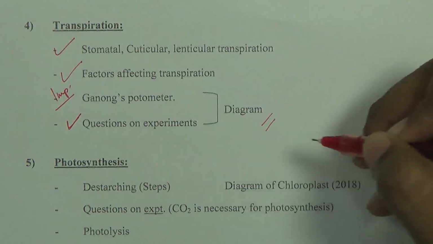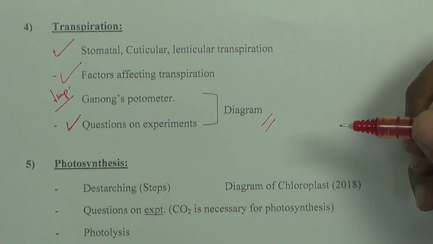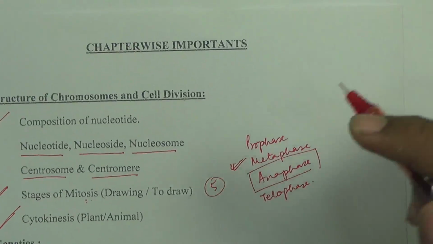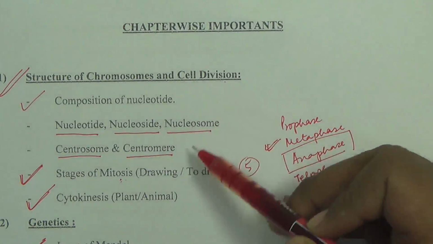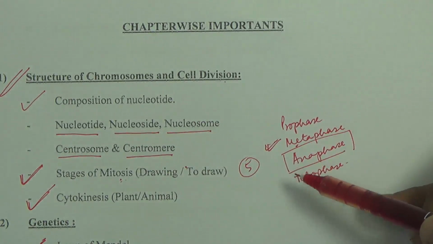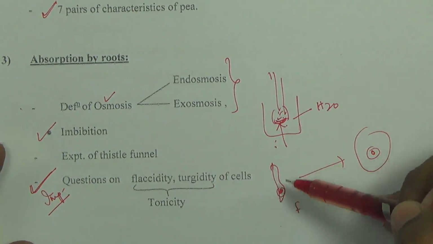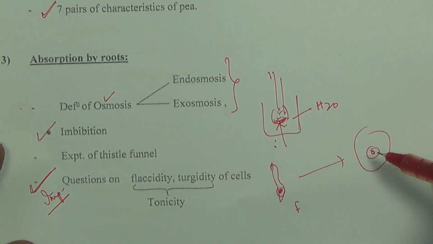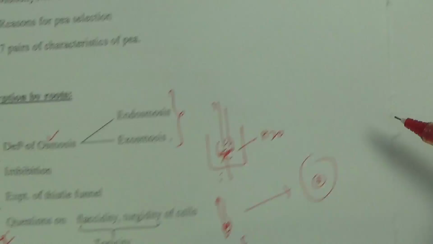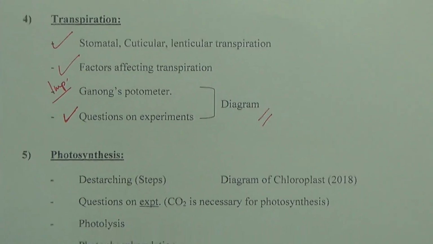So diagrammatic questions may come. You will not be asked to draw the diagram. Drawing of the diagram only here, drawing of the diagram over here in cell division. You might be asked to give a rough sketch of the previous or the later stages, or they might ask you how the cell would look if you dip it in a hypotonic solution. You have to just give a rough sketch, but they will never ask you to draw a Ganong's potometer. Okay, that is not possible.